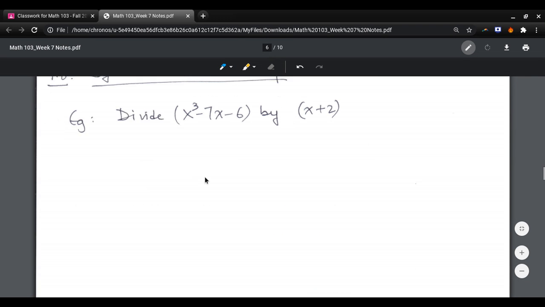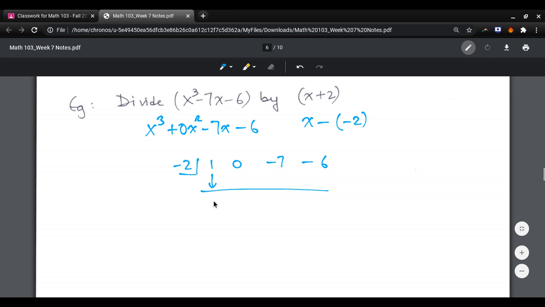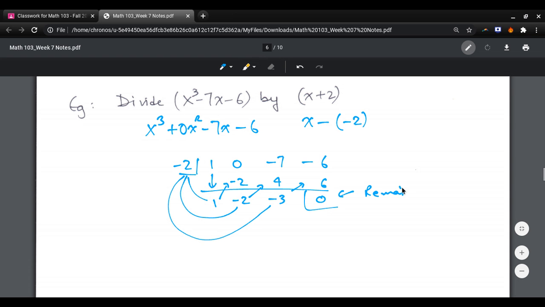Let's look at another example. So first step is set it up. Make sure you fill in the missing terms: x cubed plus 0x squared minus 7x minus 6. Rewrite this as x minus negative 2. So now you have negative 2, 1, 0, negative 7, negative 6. Copy this down, multiply negative 2, negative 2. Multiply 4, negative 3. Multiply 6, 0. So the remainder is 0, which means that it divides evenly.